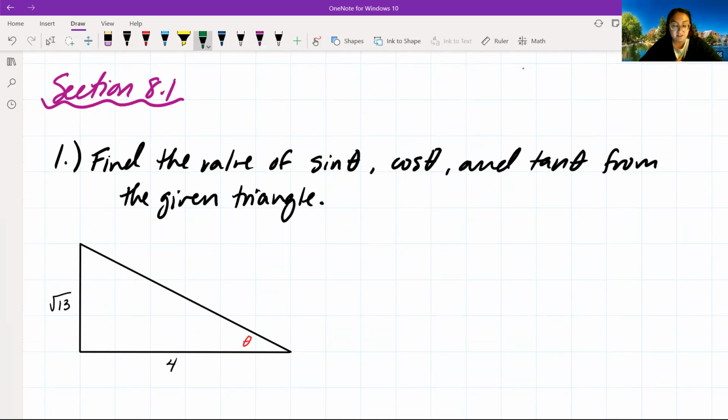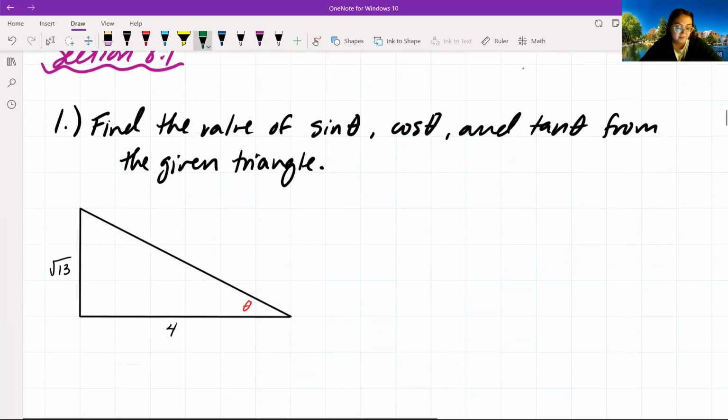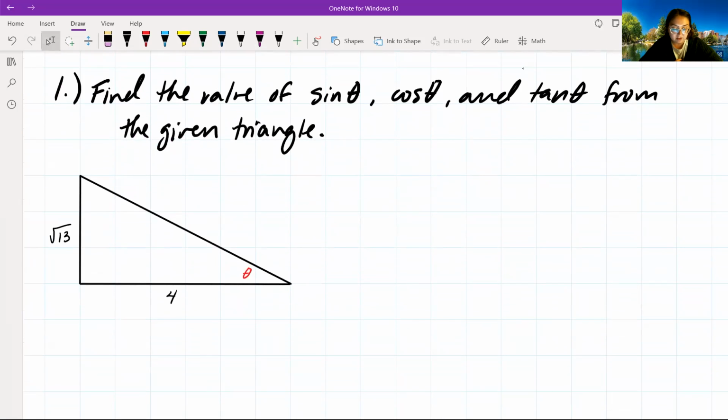So first question from section 8.1, we want to find the value of sine of theta, cosine of theta, and tangent of theta from the given triangle. So the triangle that we're giving here is going to be a right triangle. It has one side length of 4 and another side length of the square root of 13. And then we see we have our theta measurement there, our angle measurement that we want to find sine of theta, cosine theta, and tangent theta of.